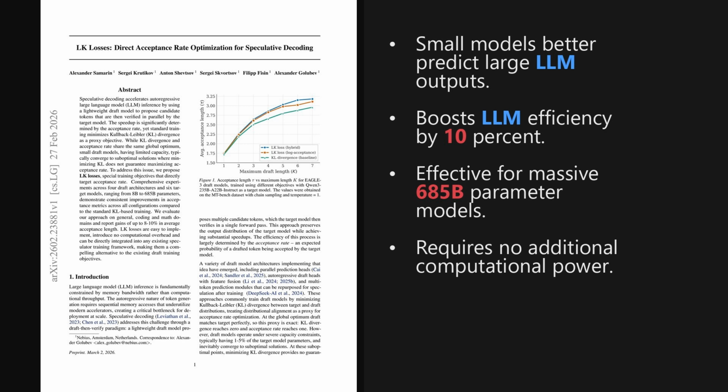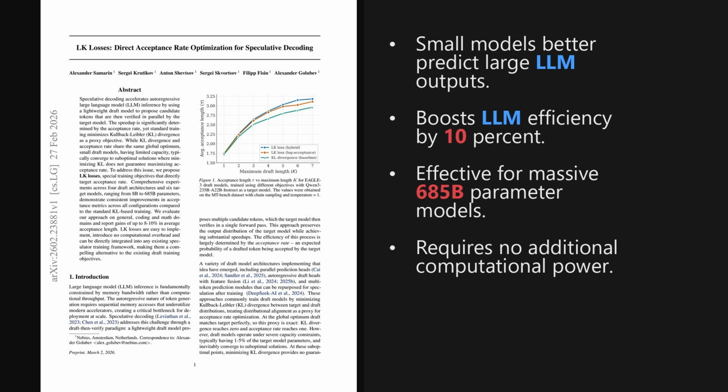Today we're looking at a paper from the Hugging Face trending list, published on February 27, 2026, about 4 days ago. It proposes a new set of loss functions called LK losses that replace standard objectives in speculative decoding, improving average acceptance length by up to 10% on coding and math tasks. The paper is titled, LK Losses, Direct Acceptance Rate Optimization for Speculative Decoding.